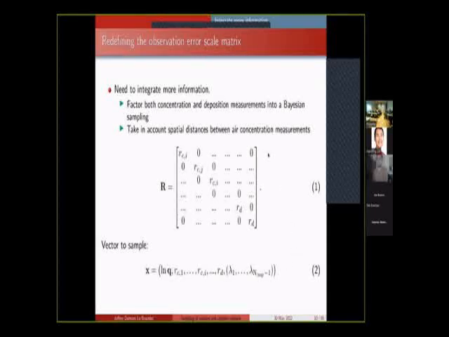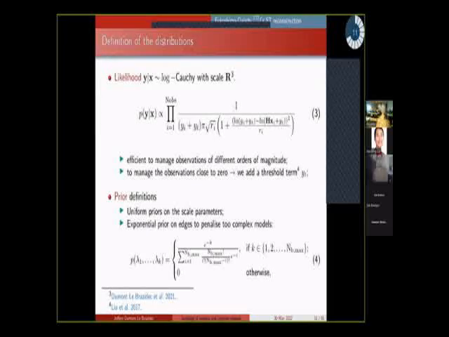Okay, so now we have our methods, but we do not have yet the definitions of the distributions that we use in the Bayesian definitions. And so we will describe them now. So for the likelihood, we use a log-Cauchy distribution, which has this scale matrix R. So here is the description of the log-Cauchy distribution. It's very efficient to manage observations of diverse orders of magnitude. And to manage the observations close to 0, we add a threshold term, YT.